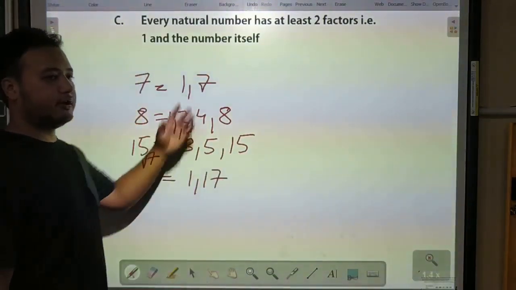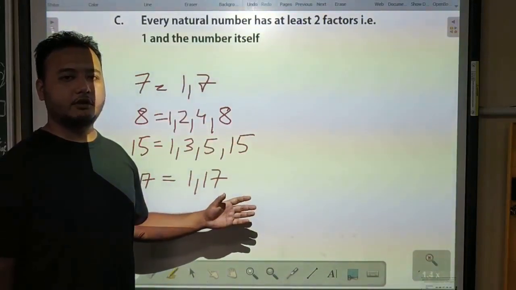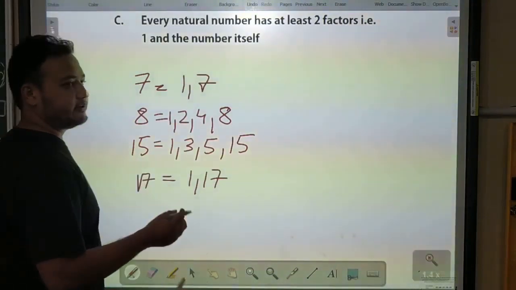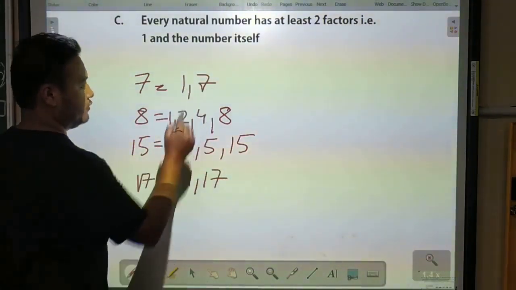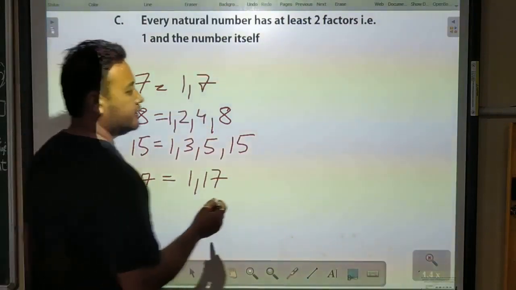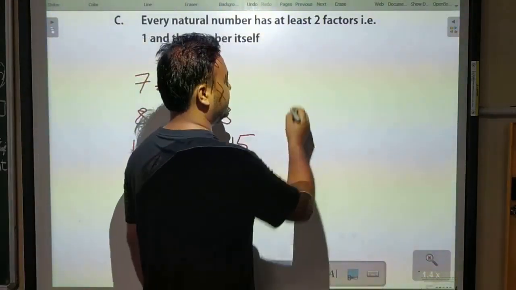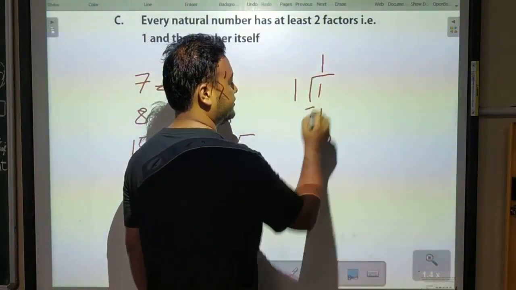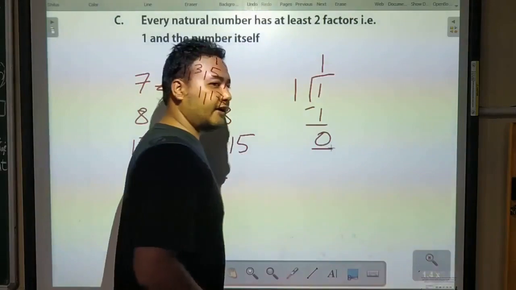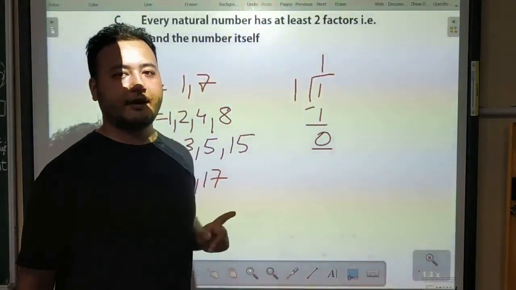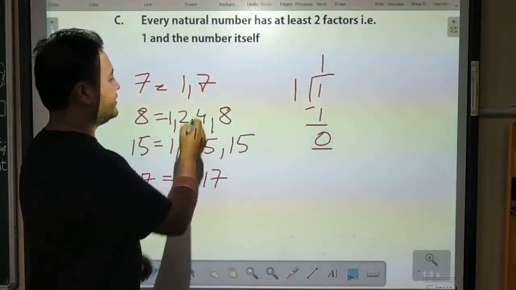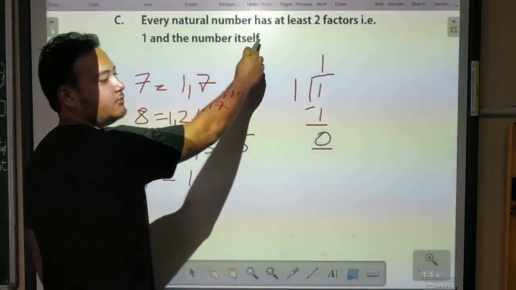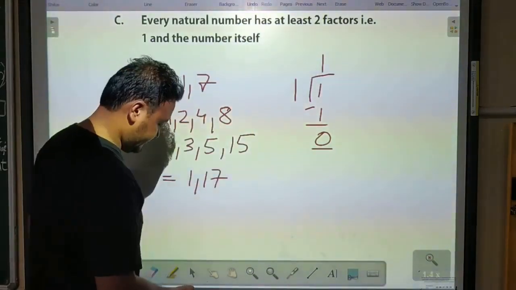So like this, you can list out the factors of any given numbers and you will see that they will have at least 2 factors. Now, the only number which has only 1 factor is 1. 1 does not have any other factor. It is the only number which divides itself. So 1 is the number with only 1 factor. The rest of the numbers have at least 2, if not more factors. So that is what the property says. Every natural number has at least 2 factors.